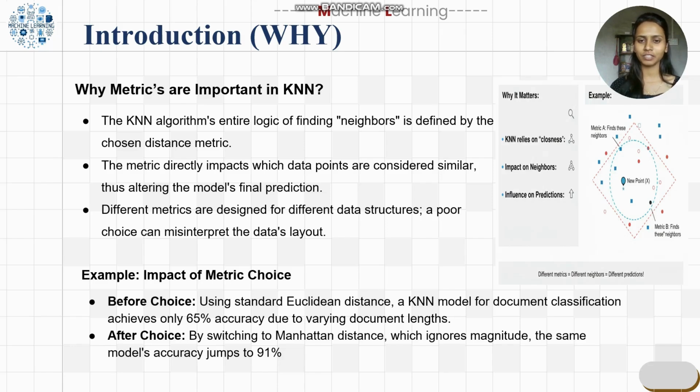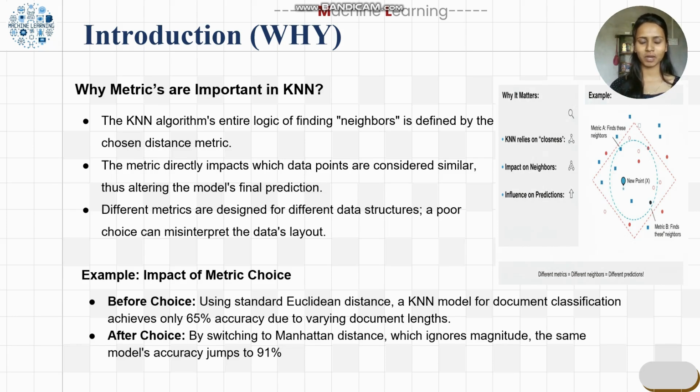So, how does it basically work? It measures the distance between two data points by using a distance matrix, which is our topic of discussion, and if they are closer, meaning the distance is minimum, then they are similar to each other, so they cluster at one point. So the KNN algorithm's entire logic of finding neighbors depends on the distance matrices.